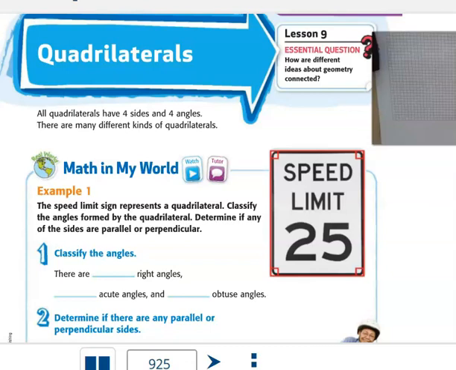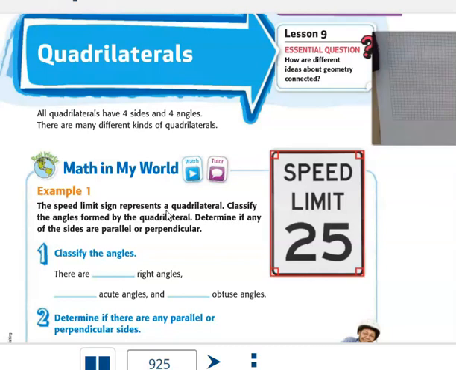Chapter 14, Lesson 9, Quadrilaterals. If you break up the word quadrilaterals, you'll see quad, which means four, and lateral, which means side. So these are quadrilaterals with four sides and four angles. There are many different kinds of quadrilaterals.